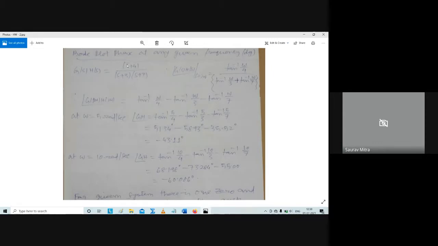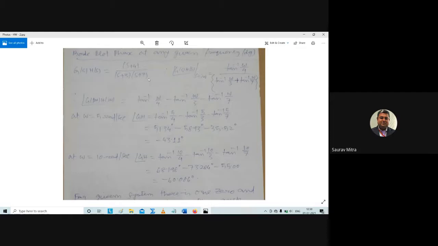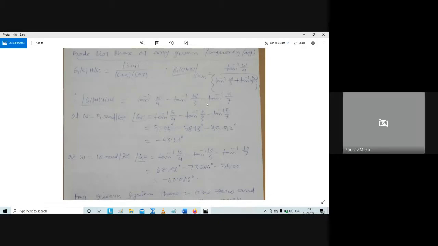So first step, substitute s equal to j omega. Here I am showing G(j omega) H(j omega). j is the imaginary. Find what is the angle. So this is tan inverse omega by 4. In the denominator, it will be tan inverse omega by 3 and tan inverse omega by 7. Whenever angles are there, they will get added. And whenever numerator and denominator are processed, denominator angles are subtracted from the numerator angle.